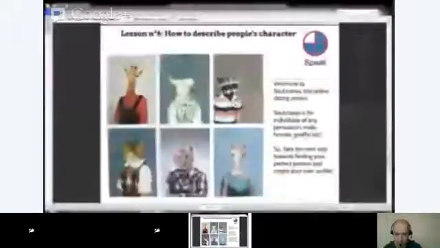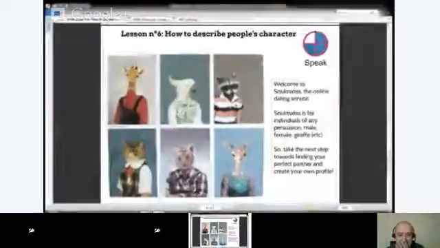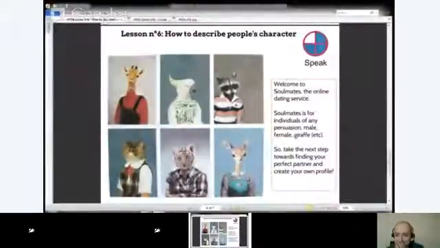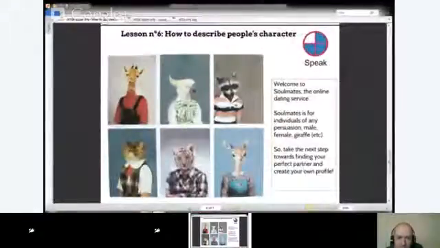Remember the description I read in the beginning? Yes, we remember. Fantastic. We were reading an ad for someone on a dating website. So look at the instructions on the right side. Can you read the instructions for us, Bruno, on the right side of the page? Welcome to Soulmates, the online dating service. Soulmates is for individuals of any persuasion.